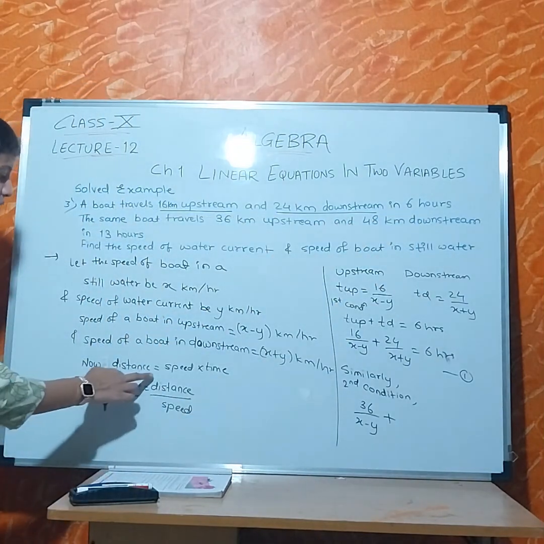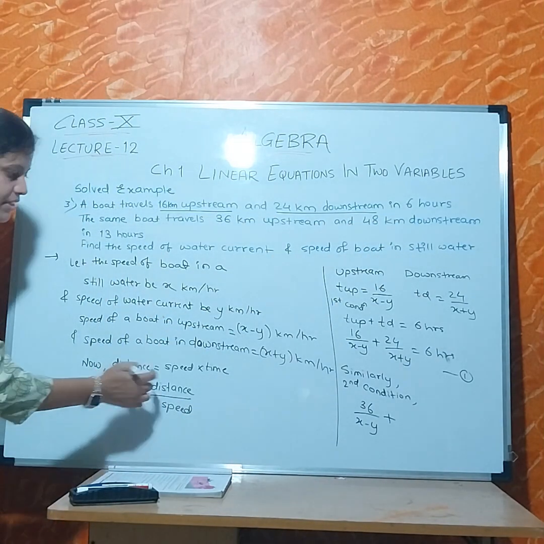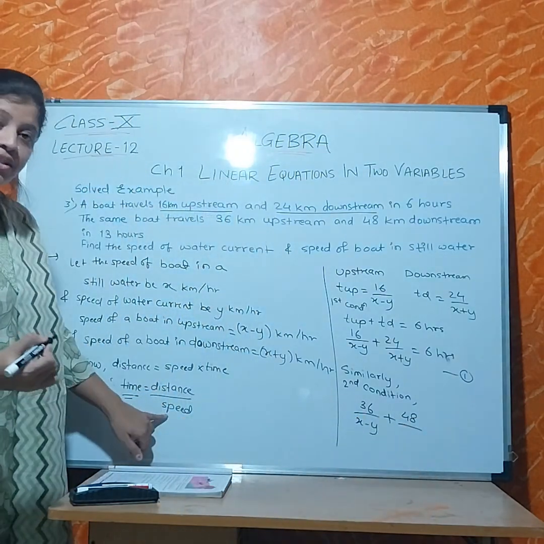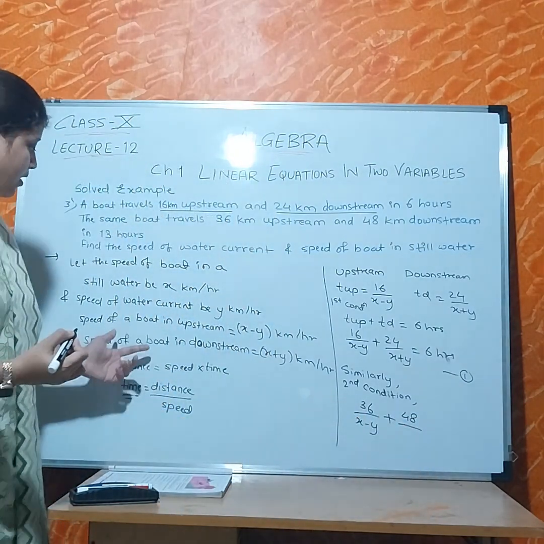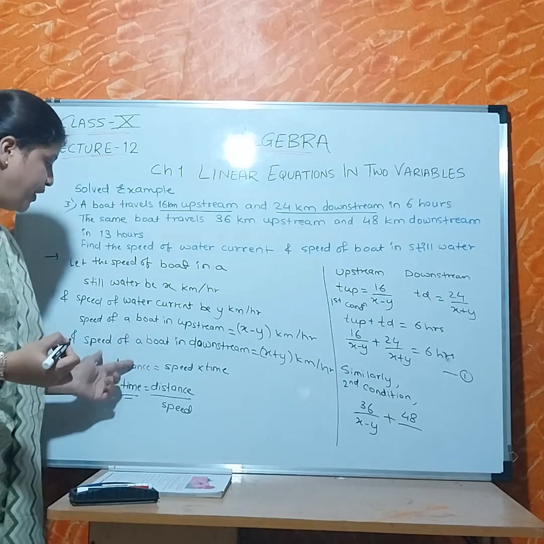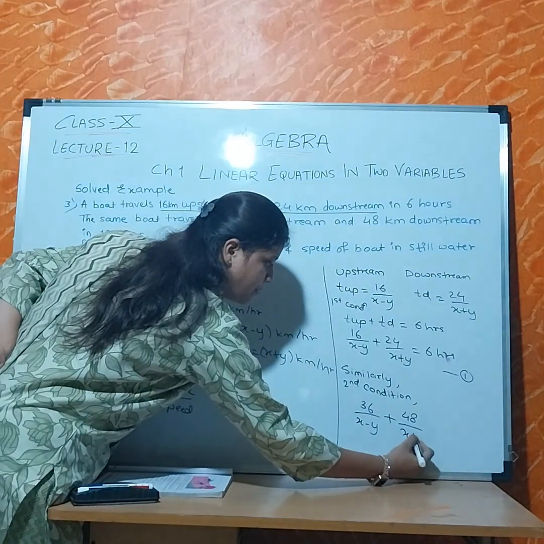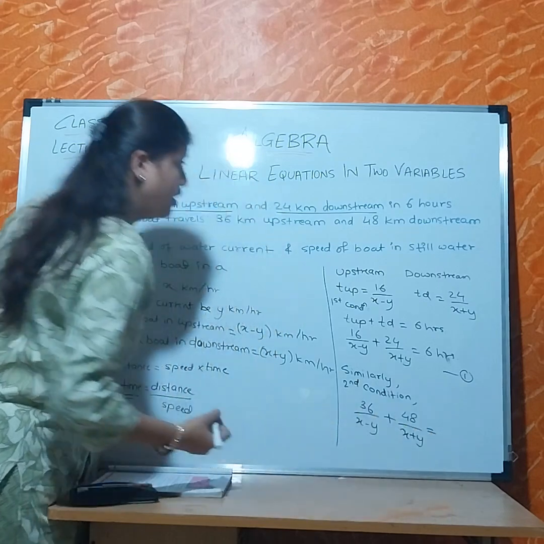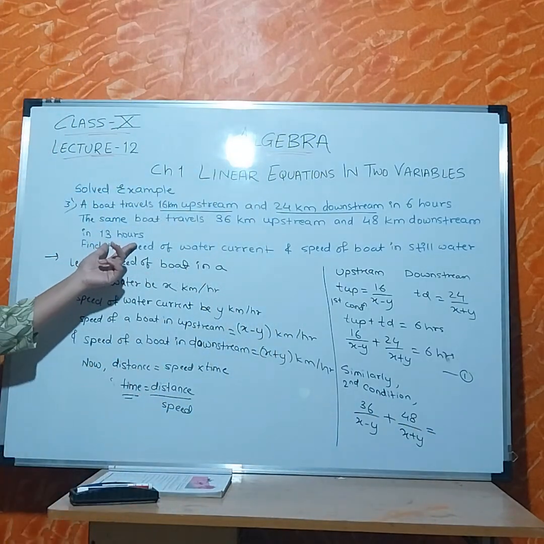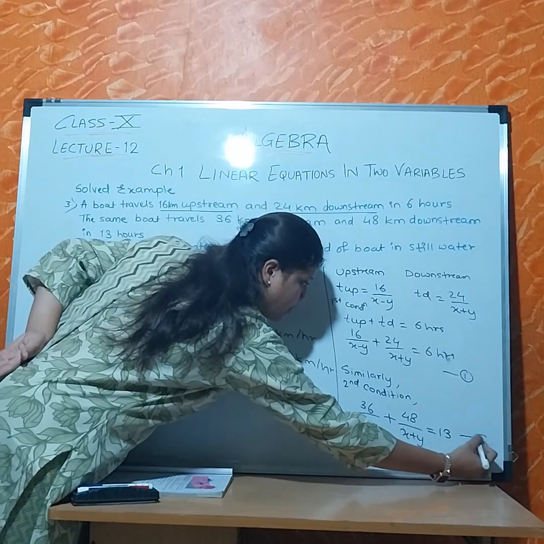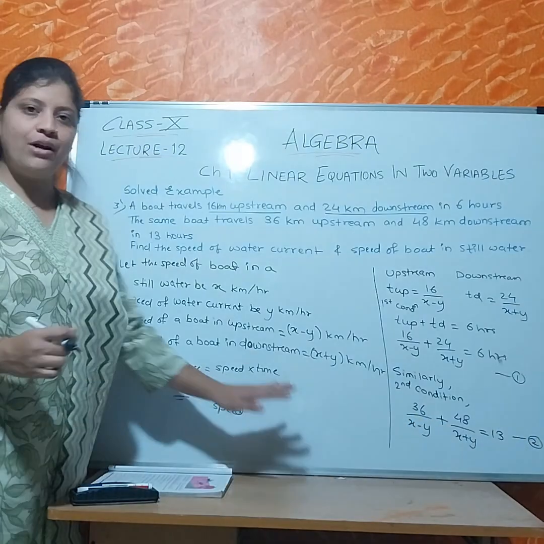So here time is equal to distance upon speed. Distance is 48 km and speed is, what is speed? Downstream. Speed of a boat in downstream is x plus y. So here 48 upon x plus y is equal to, what time is given here? 13 hours. So 13. Equation number 2. Right? Any doubt up to this?